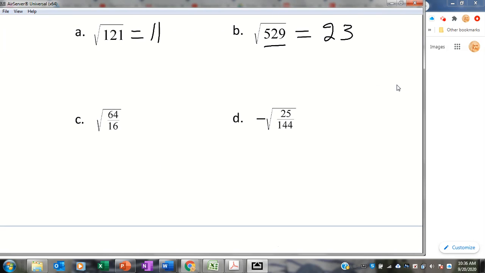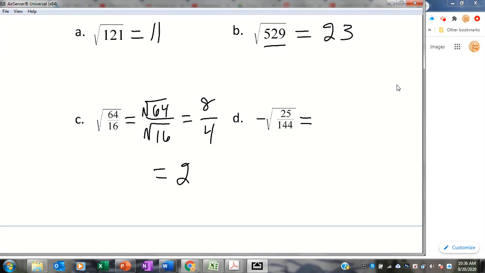Moving on to the next one, you can see this is a fraction. So the way you do this is you take the square root of 64 individually, and then you take the square root of 16 individually. The square root of 64 is 8. The square root of 16 is 4. Now from there, 8 divided by 4 is 2. So there's our final answer.